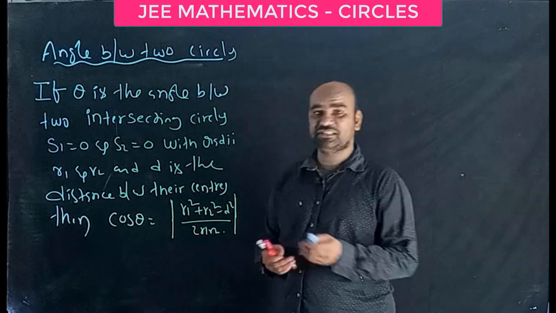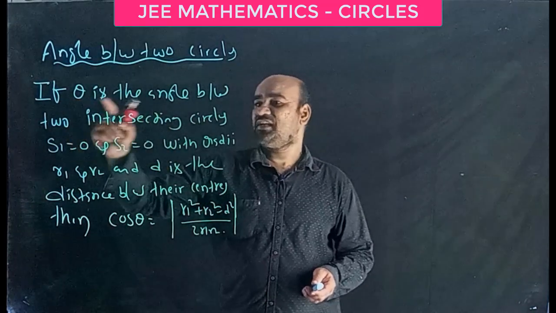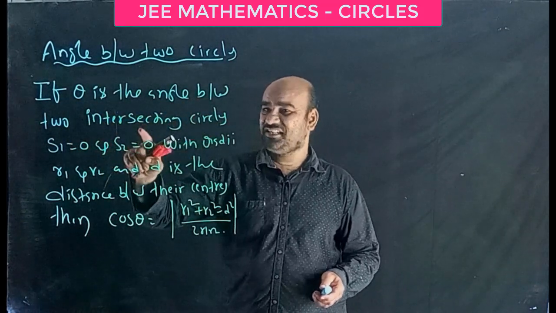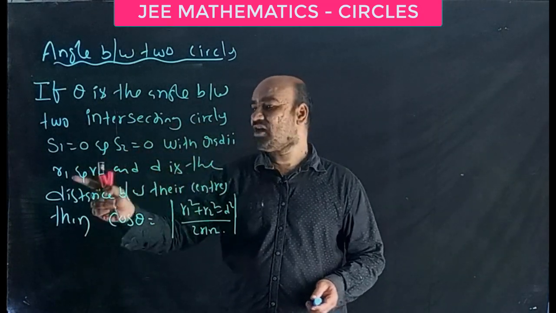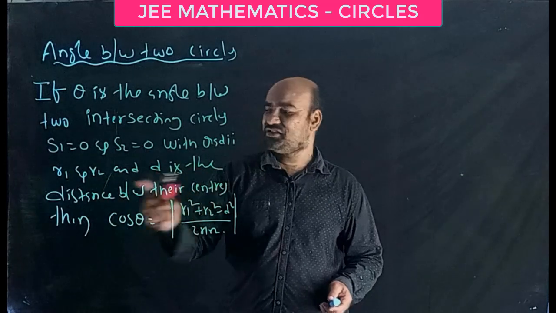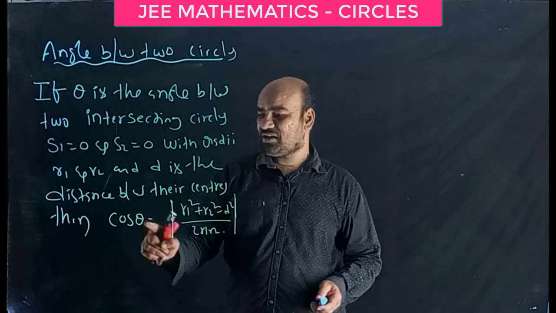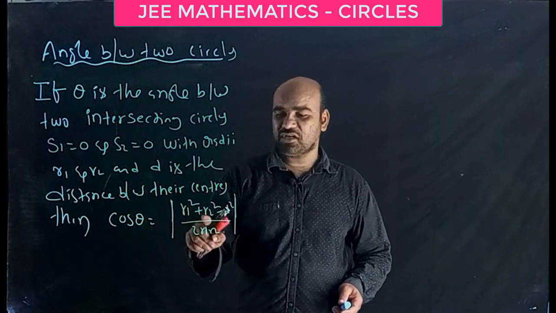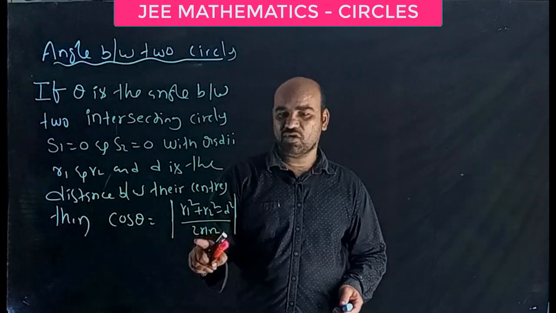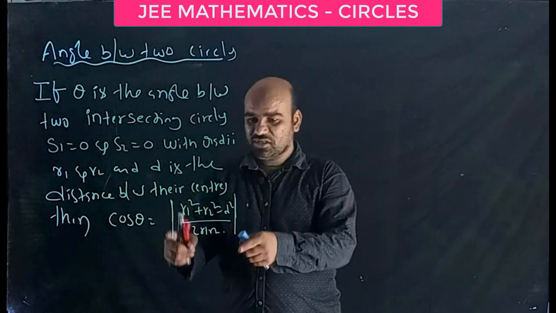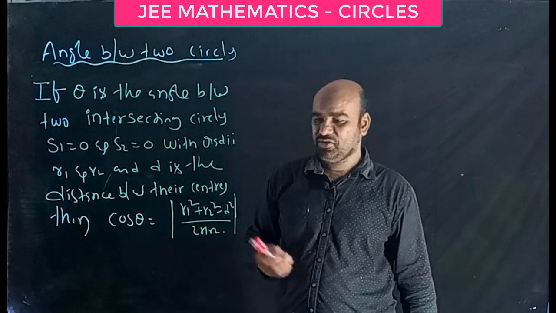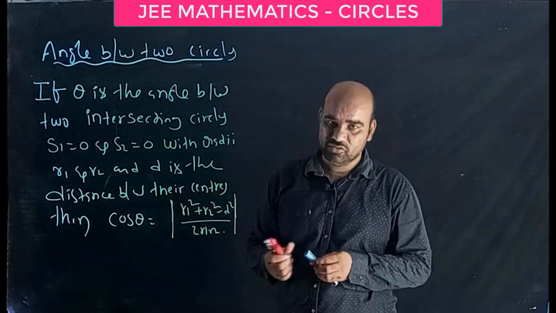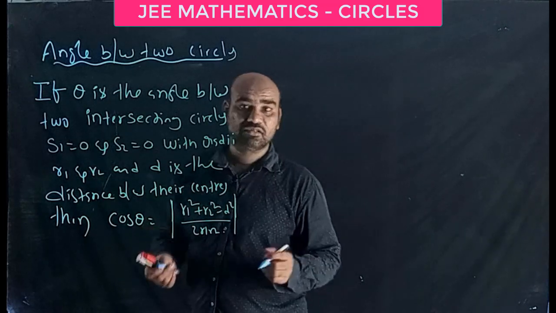Students, one important result. If theta is the angle between two intersecting circles S1 equal to 0 and S2 equal to 0, with radii R1 and R2, and D is the distance between their centers, then cos theta equals modulus of R1 square plus R2 square minus D square by 2 R1 R2. Why did I use modulus? Modulus stands for finding the acute angle. By using modulus, you can find the acute angle between those two circles. Observe here.